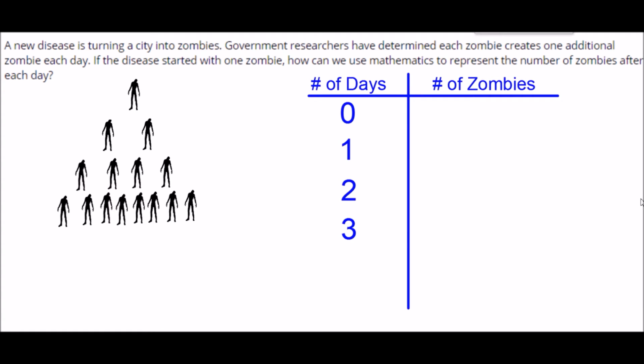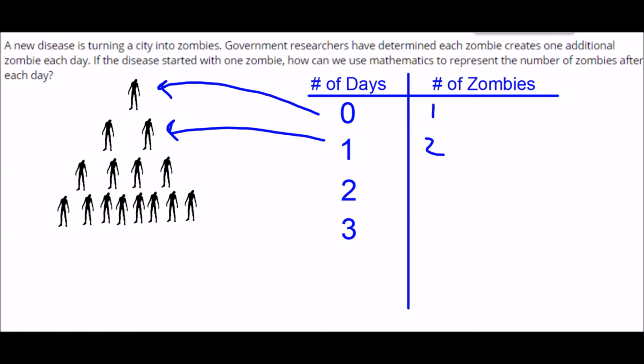So here we've created a quick table that represents the number of days, starting with 0 days, and then 1 day, 2 days, and 3 days, and then we're going to fill in the information showing the number of zombies. So on the first day, or 0 days, we started with just one zombie. After 1 day, there was himself, but he created one additional zombie for a total of 2.